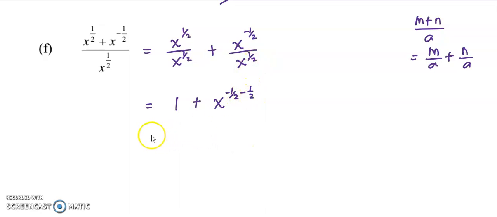Alright, so you have this. And now you have 1 plus x power of negative 1 over 2 minus 1 over 2. That will be x power of negative 1, which is, you can write your final answer in this form.